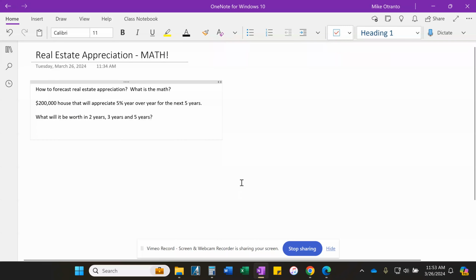All right, real estate appreciation. How to forecast what your house is going to be worth in a few years. Now, there's very simple math behind this. A lot of people get intimidated by math. You younger generation out there, pay attention in math class. It's very important. It will pay dividends later.